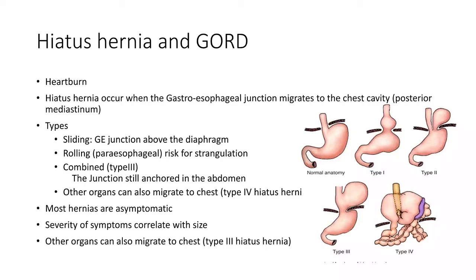There is a rolling hiatus hernia where the sphincter remains in its place, but the fundus of the stomach herniates through and it can roll around the esophagus. And this type is dangerous because it can, in fact, lead to incarceration and devascularization of part of the stomach, and it could present as a surgical emergency where it needs to be repaired immediately.